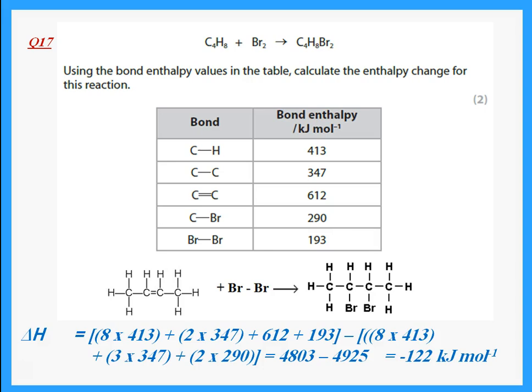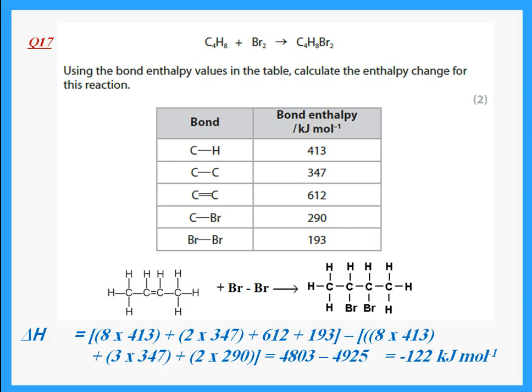Plus, I have C single bond C. I have 2 of them. So that's 2 times 347. Plus, I have 1 C double bond C. So that's 612. Plus, I have 1 Br-Br. That's 193. So all of these are reactants. Minus the rest on the other side.